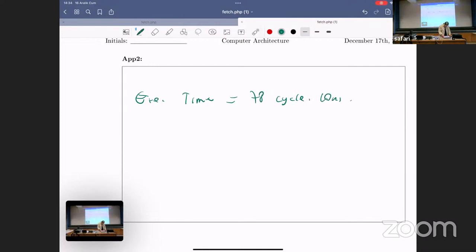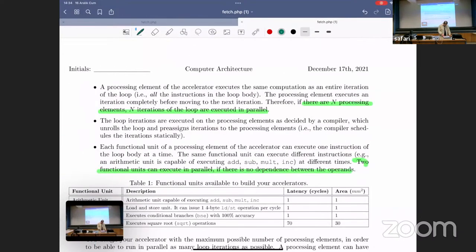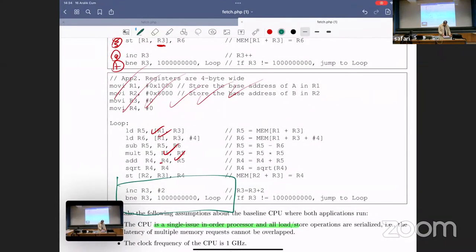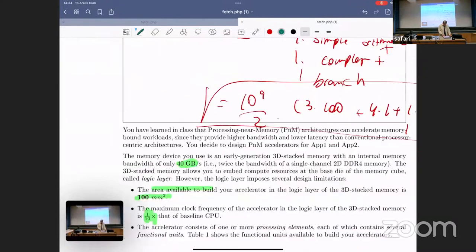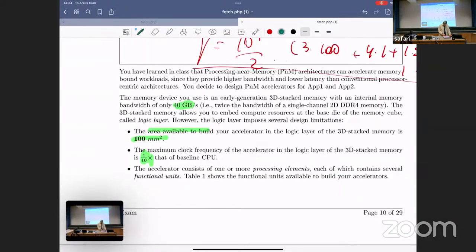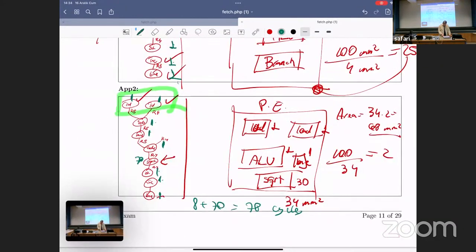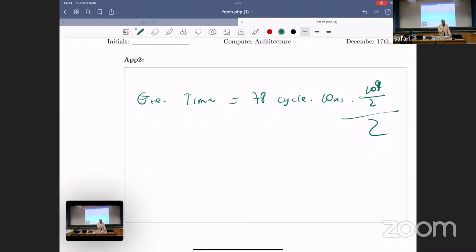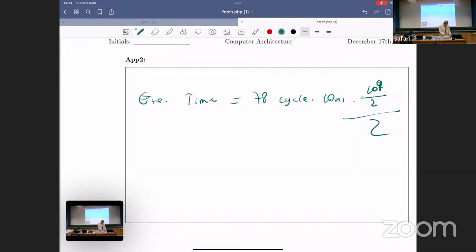The latency times it was 10 to the 9, divide by 2 again, right? Because the iterations here was half a billion. Yeah, half a billion iterations. And we opened the loop 2 times, right? So you parallelize the loop twice. So this is going to be the execution time, and then you divide by the other one for the CPU. So speedup.